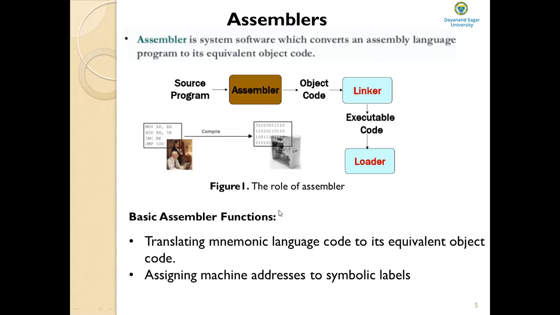Then what are the basic assembler functions? Simply put, the assembler translates the mnemonic language code, in the sense the symbolic code, to its equivalent object code. And the next function is assigning machine addresses to symbolic labels. Wherever it finds symbolic labels, it will generate machine addresses for them. So in simple terms, these are the basic assembler functions.